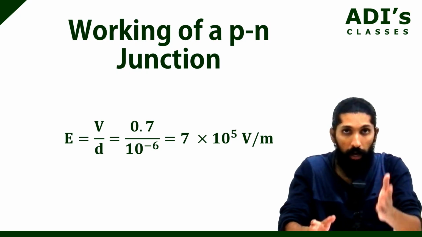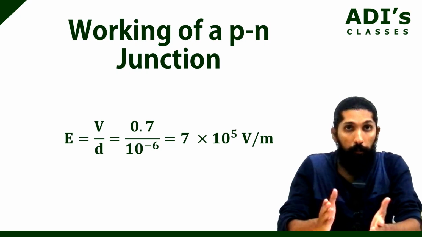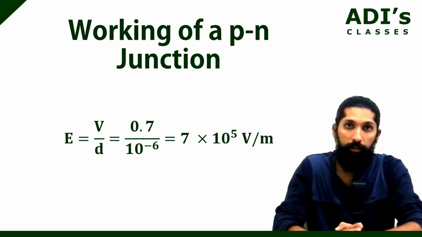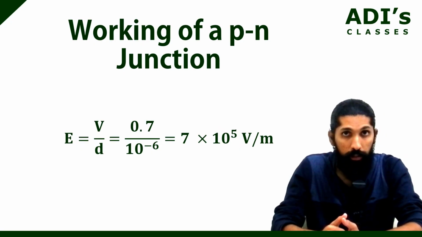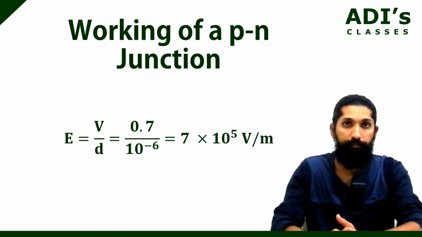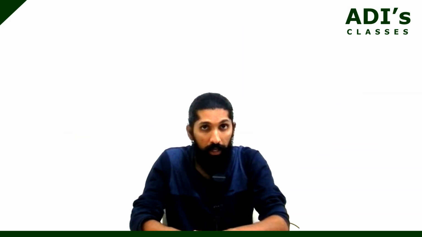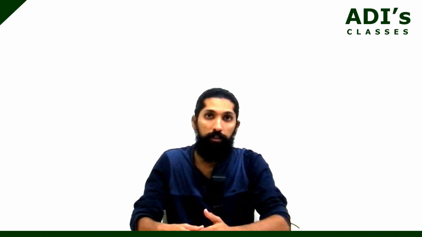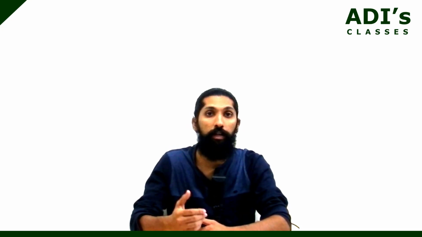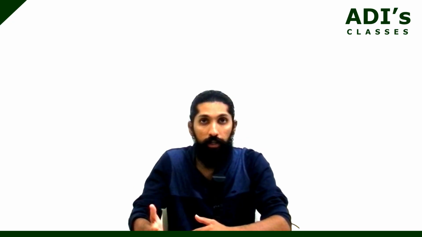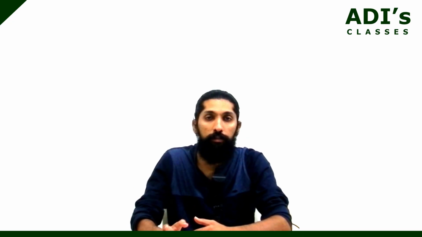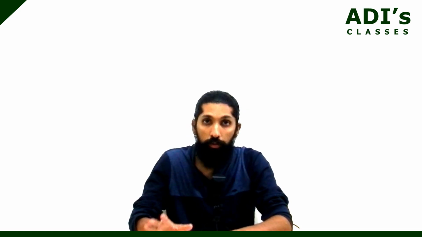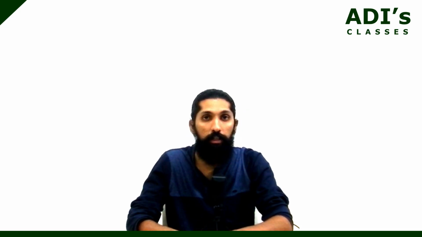That means a PN junction provides an electric field of 7 into 10 power 5 volt per meter. And also it's going to give you a potential of 0.7 volt. So with the help of this, we can change a lot of things. We can manipulate the resistance, the voltage, the current. We can do a lot of things with the help of this PN junction. Alright. So what exactly are the uses of a PN junction? You will see in the next video.